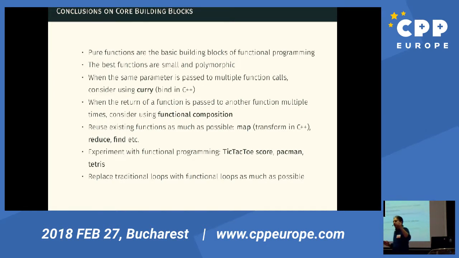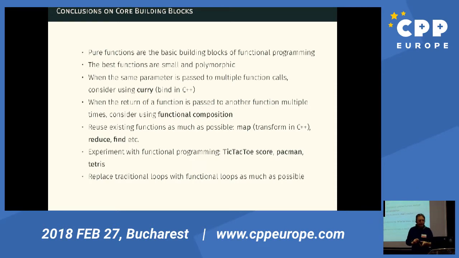I said in the beginning, functional programming is about a few things. It's about data in, data out transformations. We write transformations using pure functions, and what we want is to have ways of removing certain types of duplication. When you pass in the same parameter multiple times, use curry. When you combine two functions multiple times, use functional composition. And of course, reuse existing functions. We already have functions written that can help us do map, reduce, all these interesting transformations.